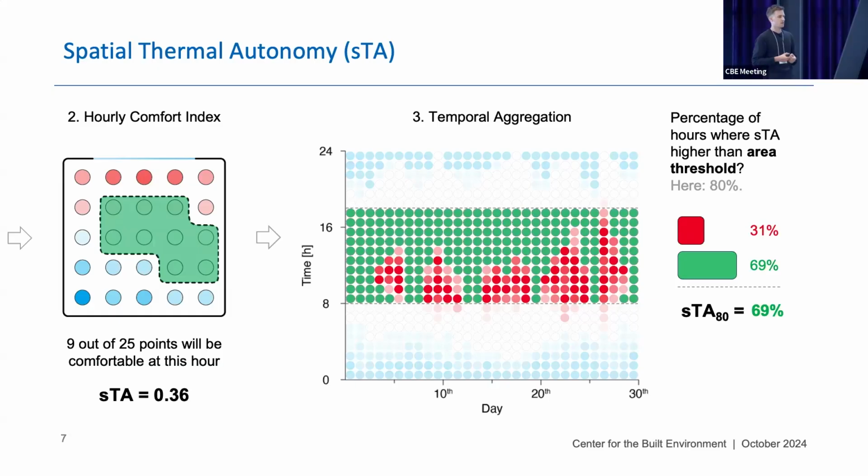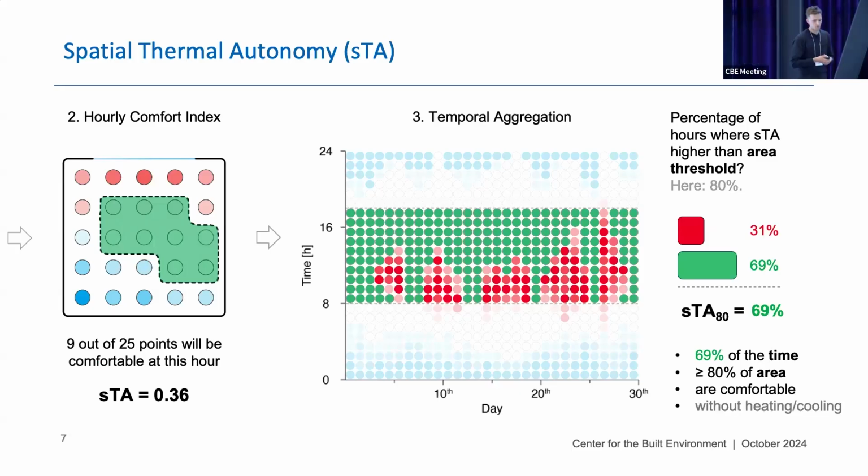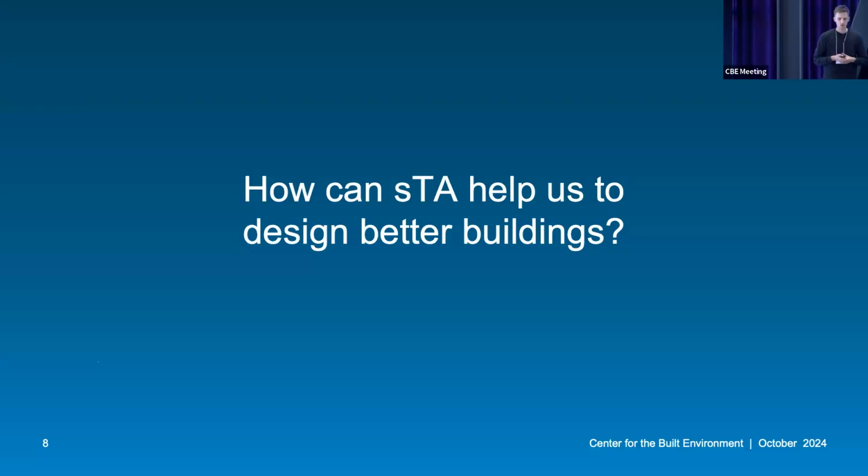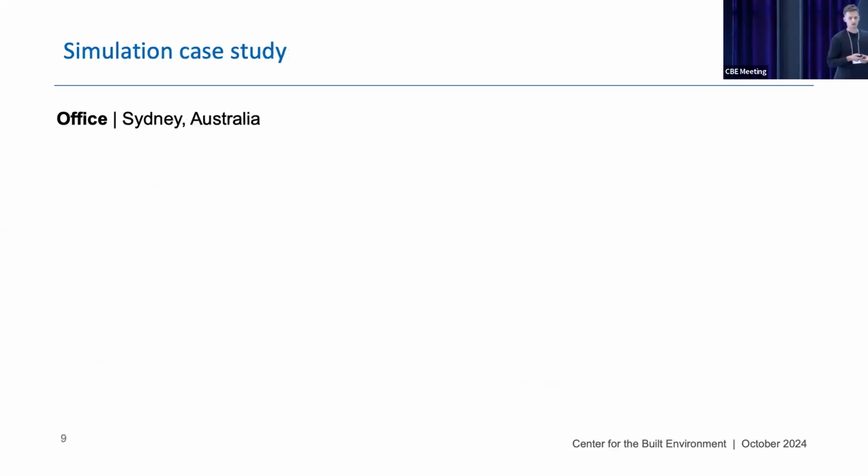So what this means is that the STA 80, so 80%, in this case means that the STA is 69%, sorry. And to summarize it, that means that in 69% of the time, more than 80% of the area is comfortable without heating and cooling. So that's in essence what we want to portray with spatial autonomy as a metric. So now the key question is, how can STA help us to design better buildings? And that's what we wanted to evaluate in a case study.